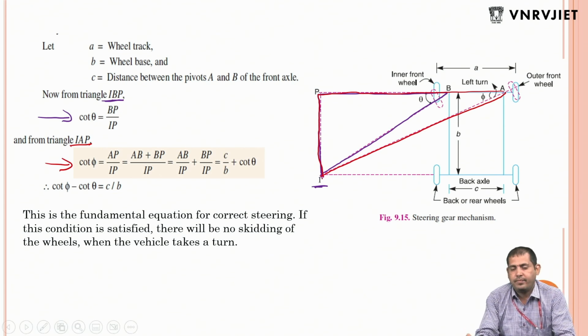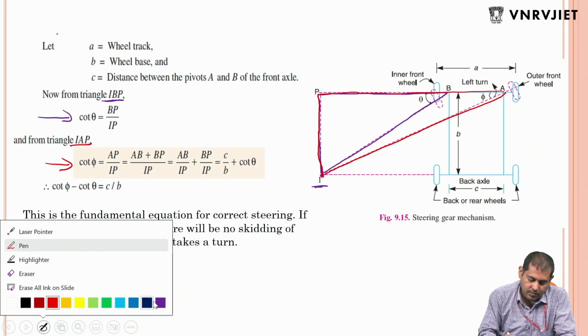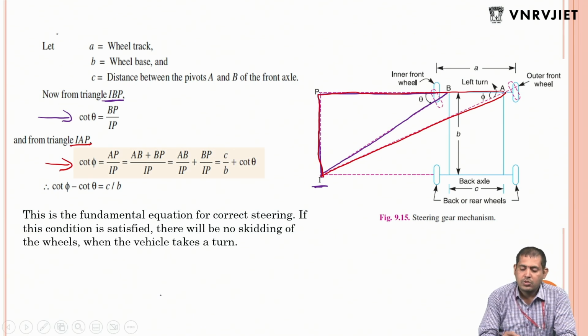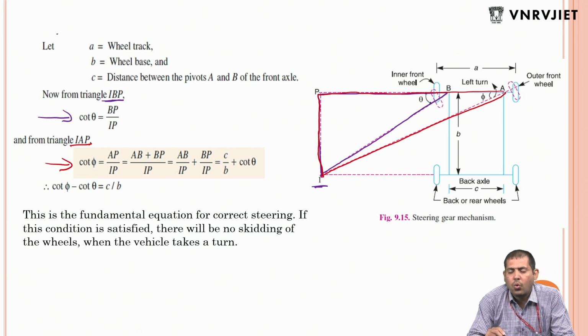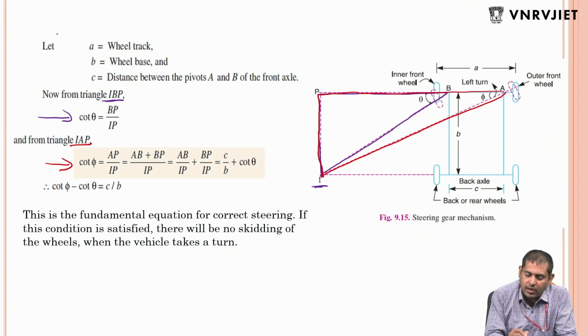Two triangles are formed. Now let us consider the first triangle. So we are going to consider cotangent, cot. Here the angle formed between IBP is theta. Now let us consider cot theta is equal to BP by IP.